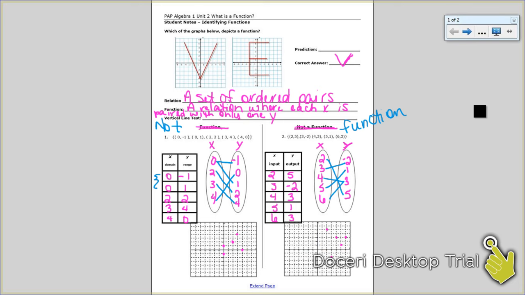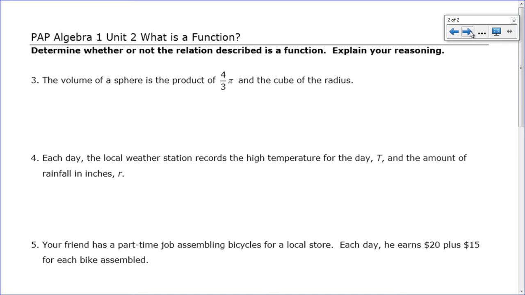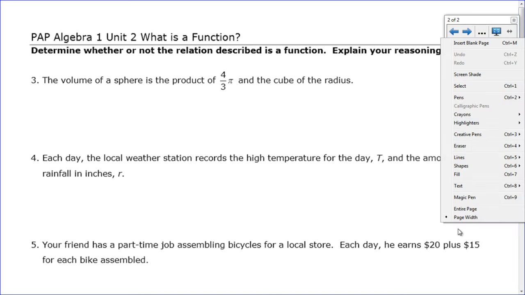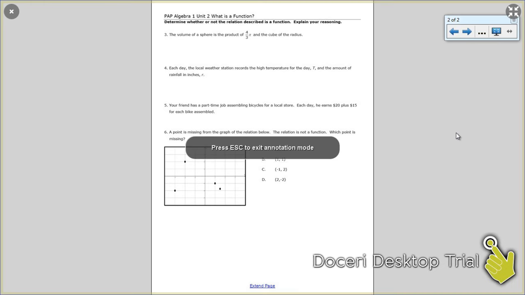So now let's talk about it in terms of equations and some word problems. Let's look at the next slide. So number 3 here. It's about the volume of a sphere. So it says the volume of a sphere is the product of 4/3 pi and the cube of the radius.